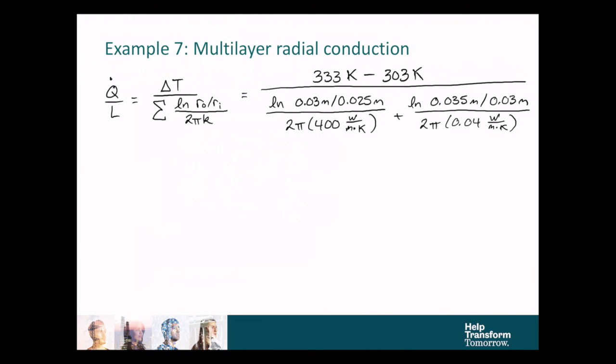But plugging through the numbers to calculate Q over L, we see that the value is now down to 48.9 watts per meter, as opposed to over 400,000 watts per meter without insulation. So we've reduced heat losses by about 99% just by putting a thin layer of insulation on the copper. And that is how you can use multi-layer geometries to control heat transfer.